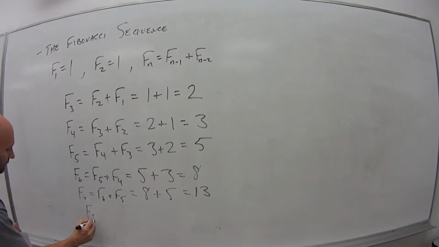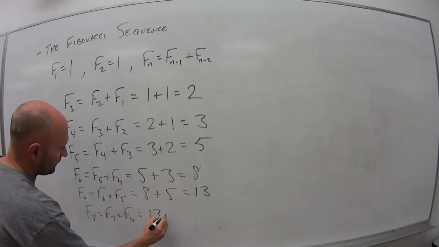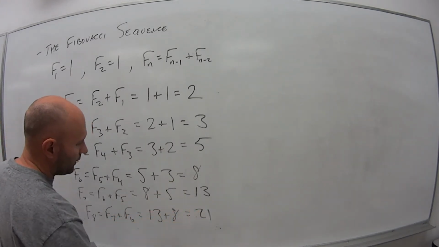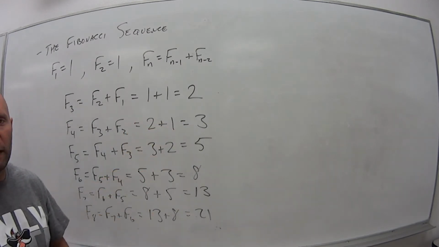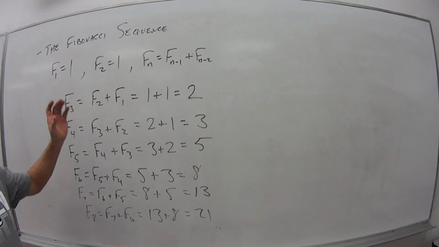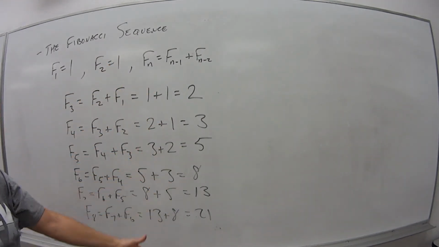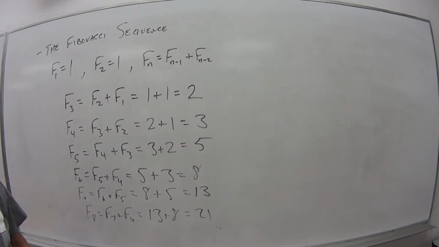And lastly, f of 8 is f of 7 plus f of 6, which is 13 plus 8, which is 21. So you can see how this thing's growing in a hurry, and that's one of the features of this Fibonacci sequence: we start with 1 and 1, but as we keep adding the two numbers ahead of it, it starts to grow very rapidly.